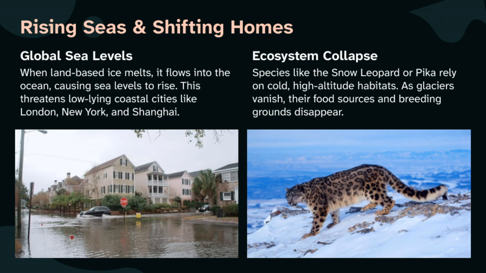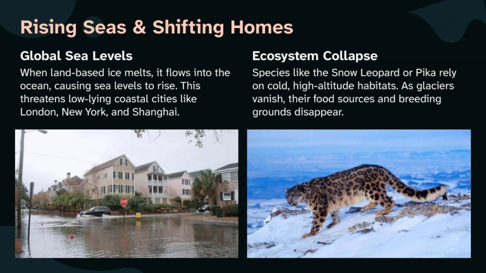So glacial retreat does not just change the landscape. It changes food webs, water availability, breeding areas, and survival chances for many species. This is why glacial environments are called fragile. When one part of the system changes, it can affect many other parts.